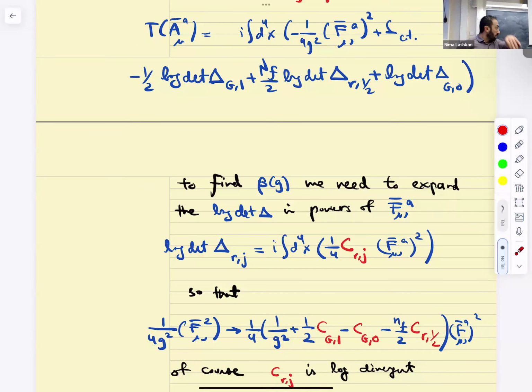All right. Any questions? So this was just something I wanted to calculate last time. We ran out of time. It's another way of calculating the beta function of non-abelian gauge theory.